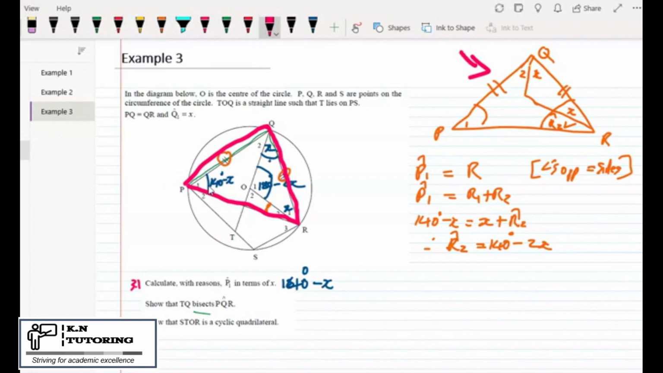So I'm going to now sum the angles of a triangle. I'm going to say Q1 plus Q2, which is that and that, plus P1, which is that, plus R1 plus R2, they add up to 180 degrees. I don't have a space there. You can put a reason to say sum of angles of a triangle. Then I'm going to substitute. What is my Q1? Q1 is X. Let me do that.